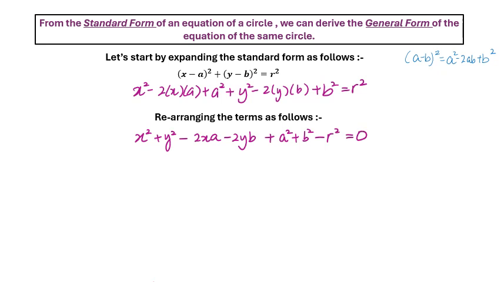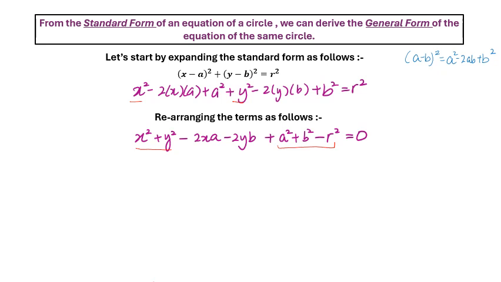Right, so what we have done here is we just rearranged it, in that we put x squared together with y squared to form x squared plus y squared, followed by negative 2xa, followed by negative 2yb, and a squared plus b squared minus r squared. R squared, we just bring it from the right hand side to the left hand side. And then the next thing is that we're going to reassign these terms.